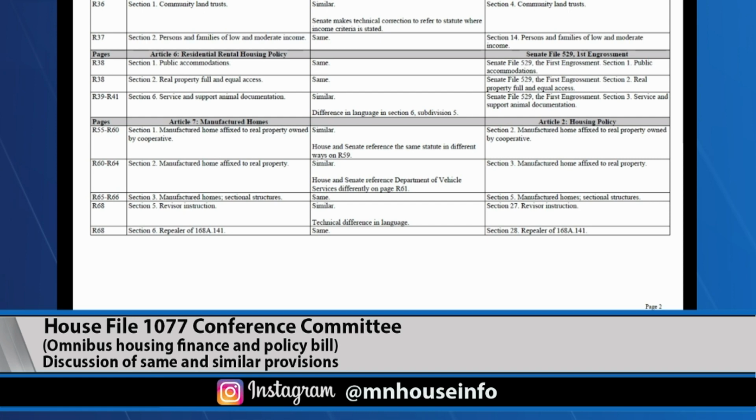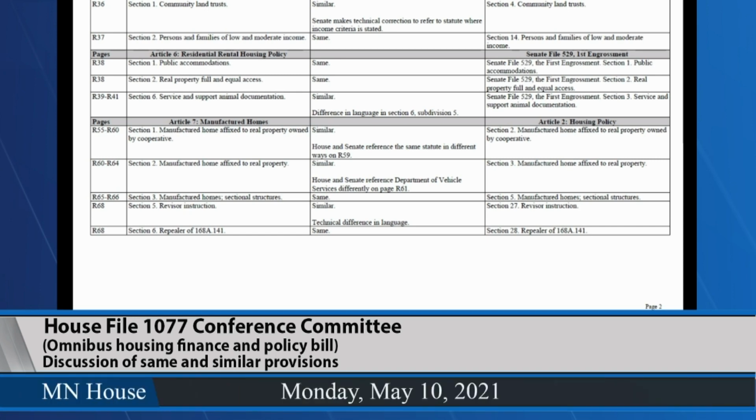Do the A9 first, sorry. Do the A9 first? Yeah. Okay, so the chair moves adoption of the A9 amendment to House Section 6 on pages R39 to 41.